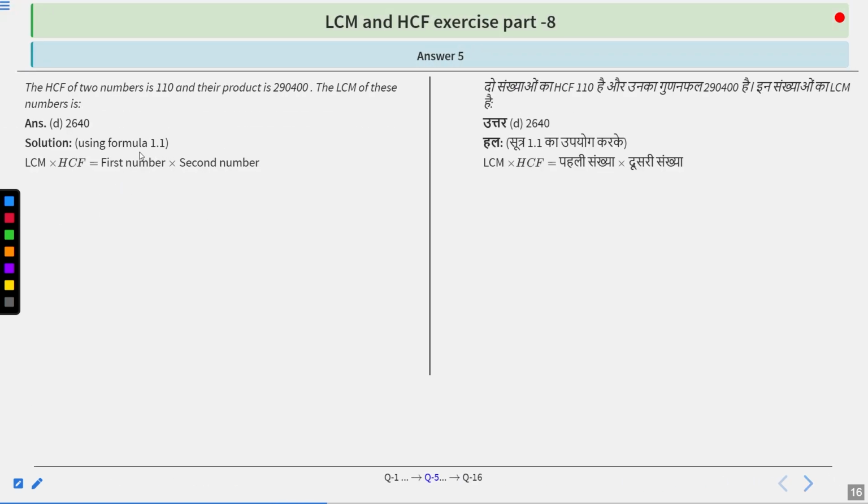Now, according to formula 1.1, LCM into HCF is equal to the first number into the second number. Here, HCF was 110 and the product was already given, 2,90,400. So LCM into 110 equals 2,90,400. So LCM becomes 2,90,400 upon 110, that is 2,640 is the LCM. That means option number D was the correct answer.